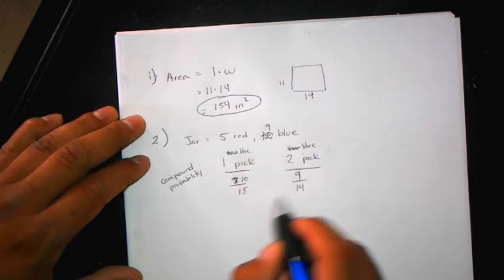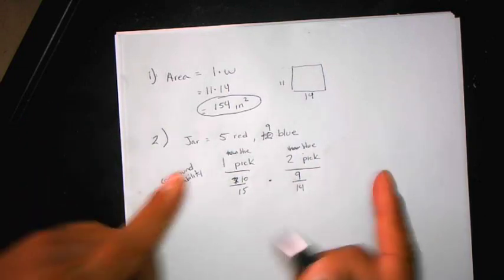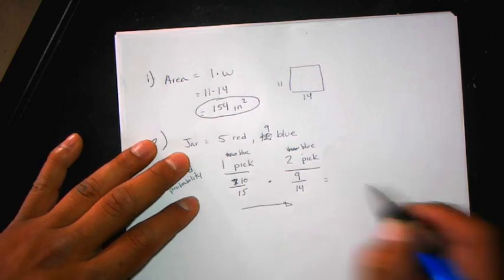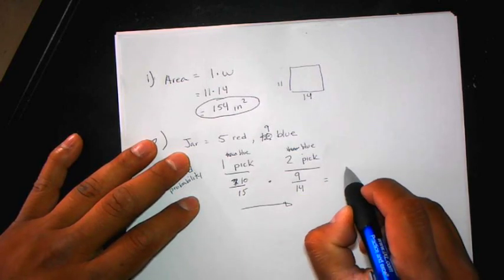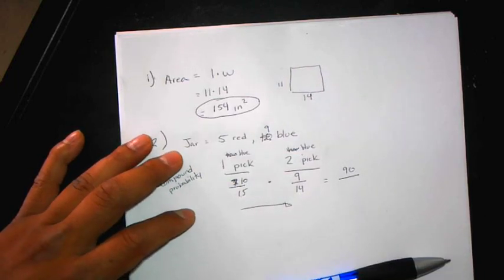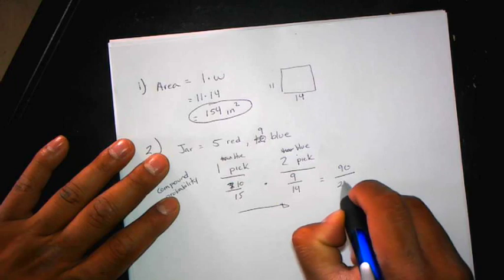So the thing with compound probability is that you're going to multiply them to get 1 combined probability. You're going to do that by multiplying straight across. So here would be 10 times 9 is 90, and 15 times 14. Go ahead and solve that on your own real quick. What would be 15 times 14? And the answer would be 210.